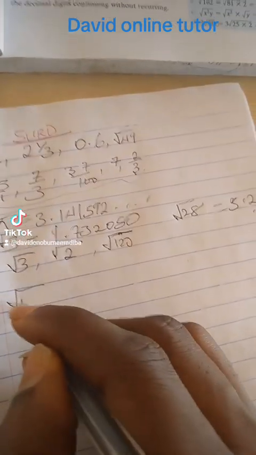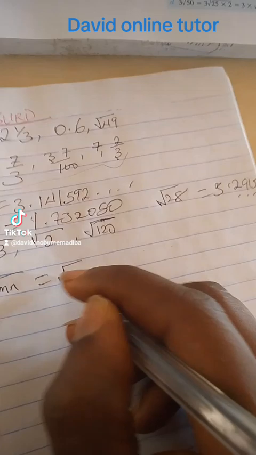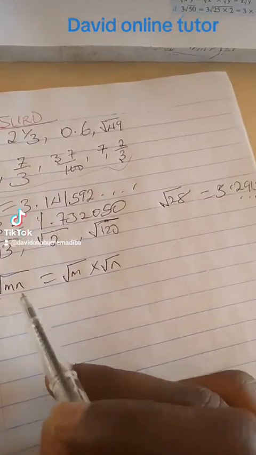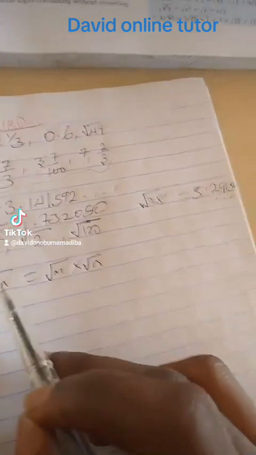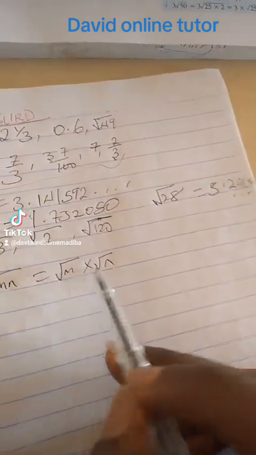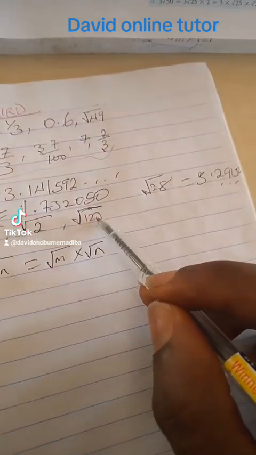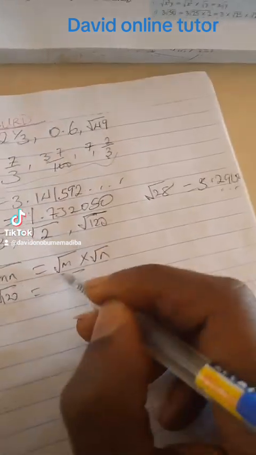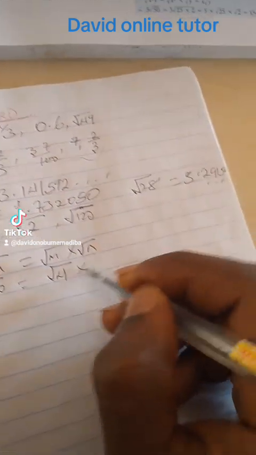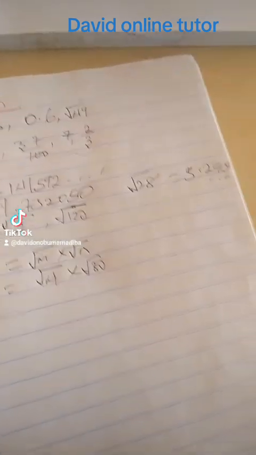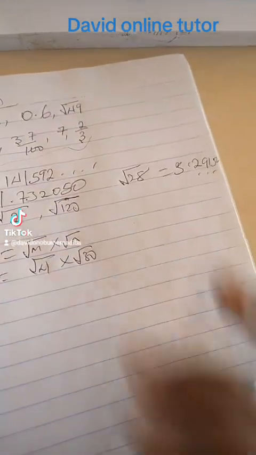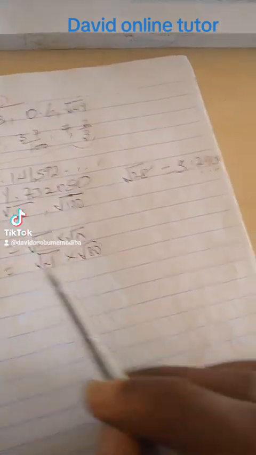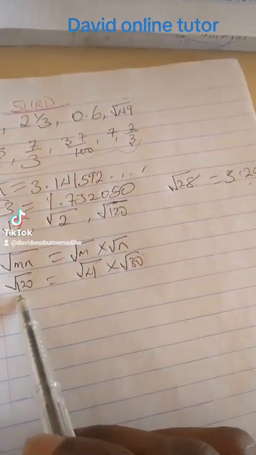Number 1 says root of mn is equal to root m times root n. That means if you are given a compound surd, which is a mixture of 2 or more numbers, you can simplify them by breaking them down. Like this root 120 now, it can be root 4 times root 30. So this is a compound surd. This is what this theorem is talking about. And if you multiply these two now, you're still going to have root 120.